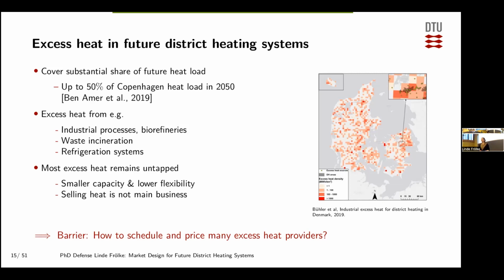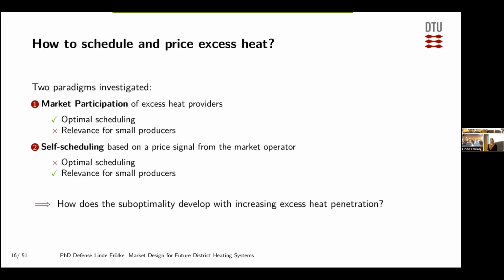And some challenging aspect of these agents is, first of all, that they're usually of a smaller capacity and lower flexibility than conventional generators. And as I already said, their selling of heat is not their main business, but it's kind of a side project for them. So what we observe here as a barrier for their integration is that it's not so clear how to schedule and price such agents, and in particular when there are many of them. So in this work, we investigated how to schedule and price excess heat. And we investigated two paradigms.